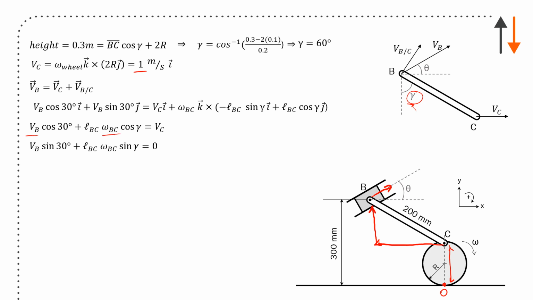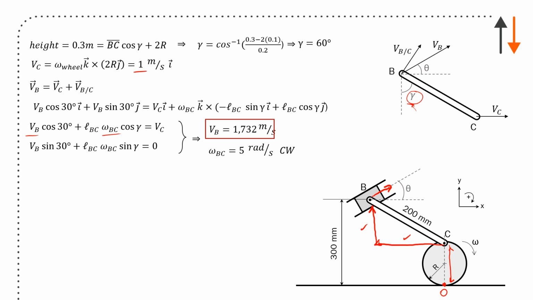Substituting everything in, calculating and solving the simultaneous equations, I get 1.73 meters per second for the velocity of B and omega BC, which is 5 rad/s clockwise. This part of the problem is just a review of the geometry, and if you solve it in this vector form, it's pretty straightforward. But the tricky bit is really recognizing these distances, so having a negative here and a positive here, because everything is relative to point C.